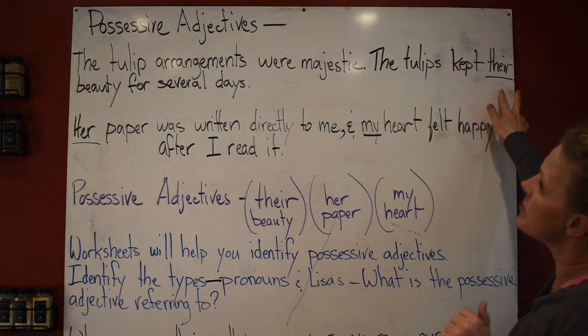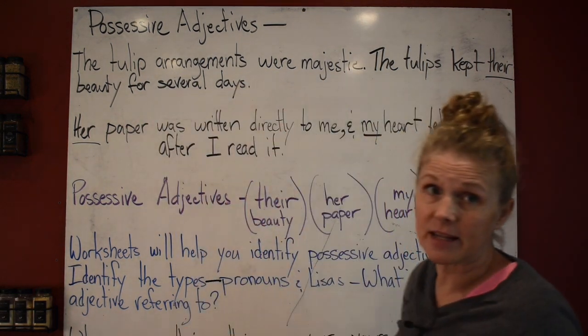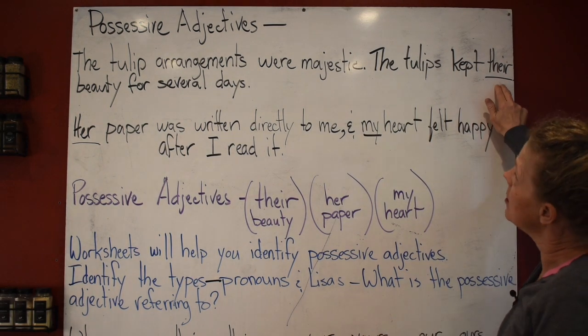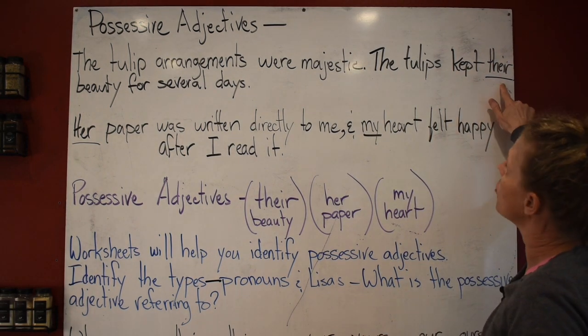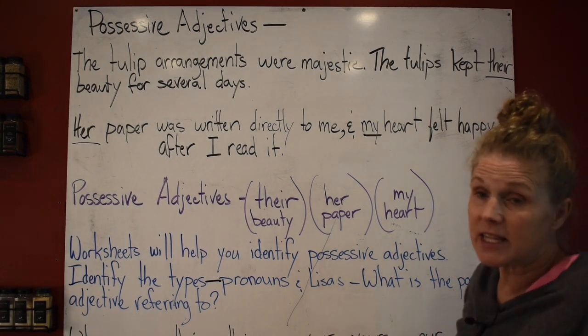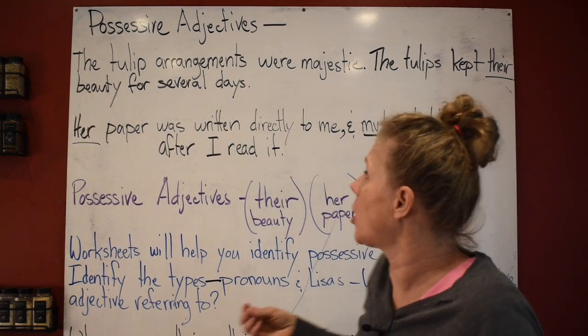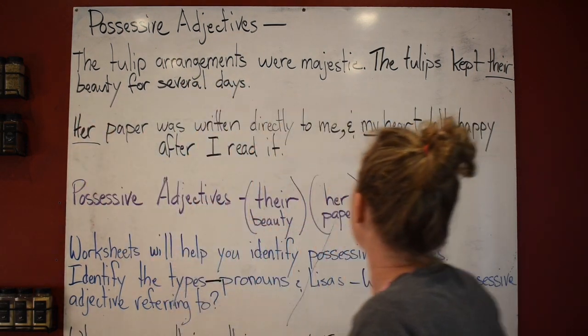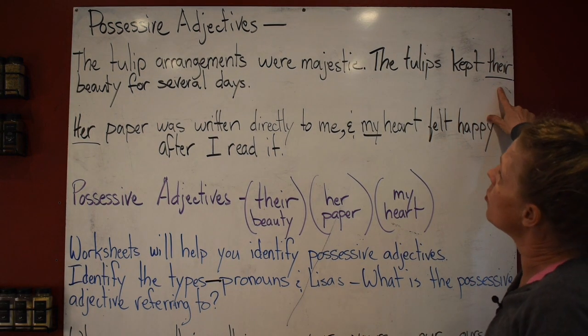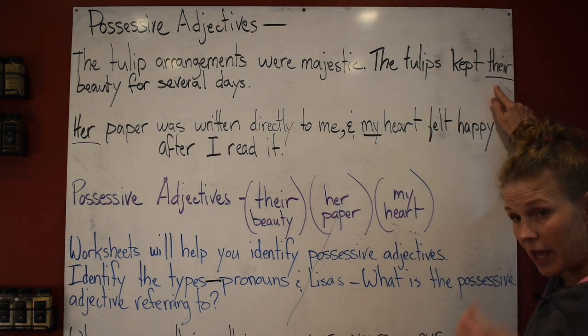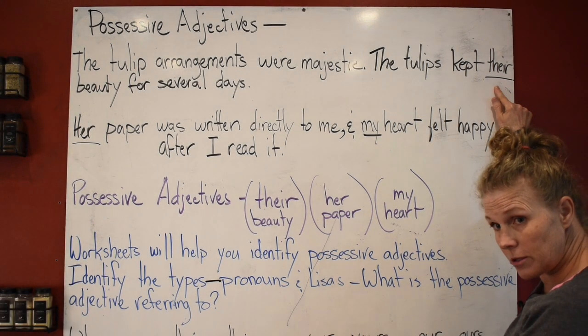The tulip arrangements were majestic. The tulips kept their beauty for several days. We have our possessive adjective, the word their, that's possessing the noun beauty. This right here is sitting in the direct object position, and that is a noun. So right here is a possessive adjective, it's a possessive determiner.